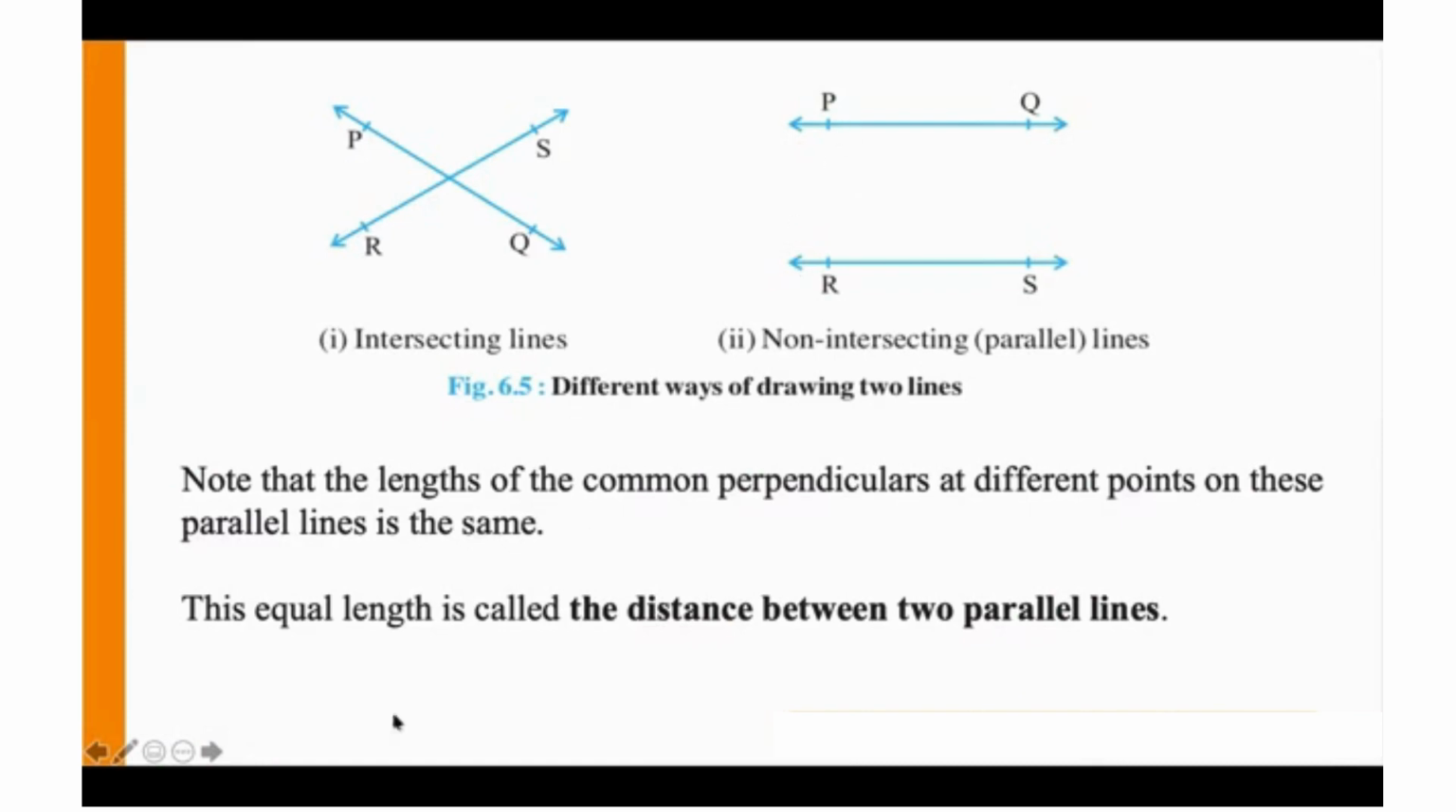So if I draw a perpendicular line here, and I have drawn 1, 2, 3, 4, 5 perpendicular lines, they are saying that the lengths of common perpendiculars drawn at different points are going to be the same. Because these two lines are parallel, all the perpendiculars drawn will have equal length. And this equal length is called the distance between the two parallel lines.